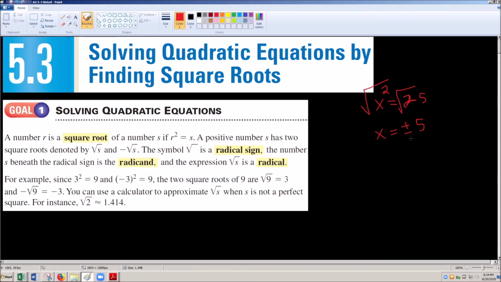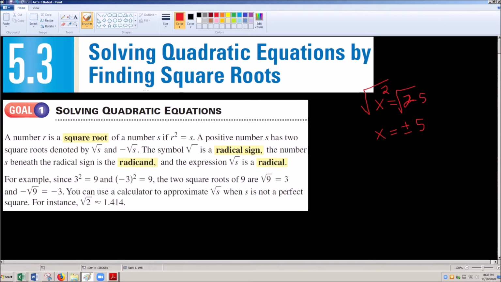The reason we have this as plus or minus is because when we think about it, 5 times 5 gives me 25, but negative 5 times negative 5 also gives me 25. So it ends up that I get two solutions for these things. Later on in your math career, we'll see that this is true for all even roots, but we're not quite there yet. So we'll just look at square roots.